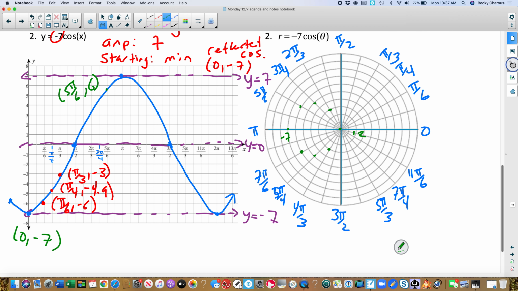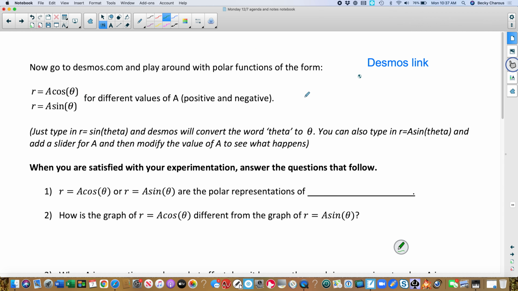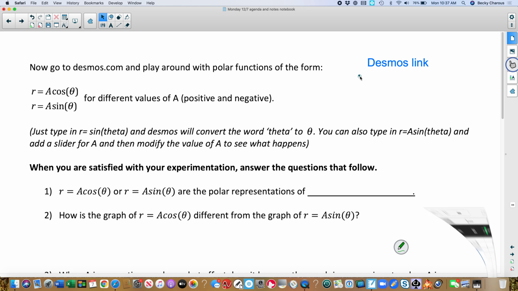Right? So this is also a circle. And if we continued on, if we did more points, we just start retracing the circle. Okay? So we have a circle, but this one is, I would say, more horizontal. It's on the horizontal axis as opposed to the previous one, which was vertical. Okay, so what we're going to do is take a look at Desmos. So I'm going to flip to the next page where it says, take a look at Desmos, and we're going to do a couple explorations.